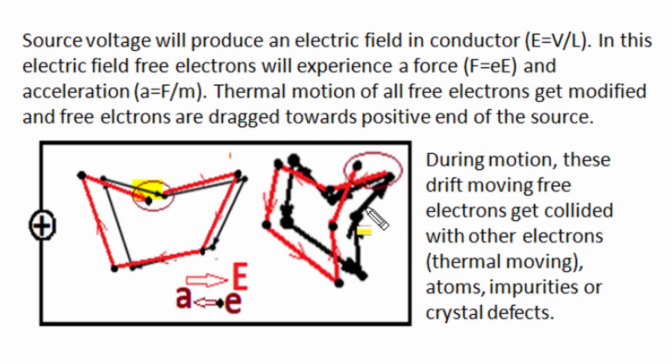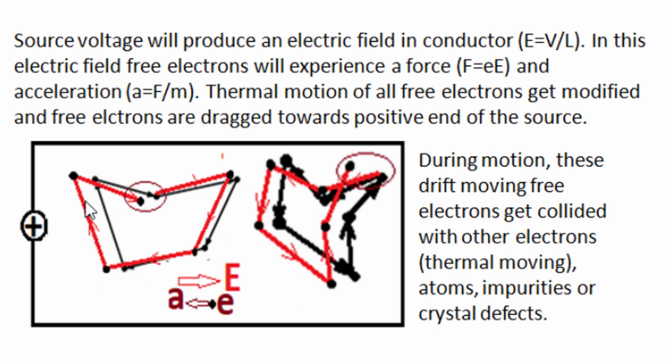During this movement the drift moving free electrons get collided with other electrons, atoms, and impurities, and in all collisions the kinetic energy gained by the drift moving electron by the force and acceleration in the electric field gets transferred to the material substance as heat, and we say these collisions are opposition to the drift motion of electrons, and these frequent collisions cause resistance in the current flow, and these collisions convert electrical energy into heat energy.